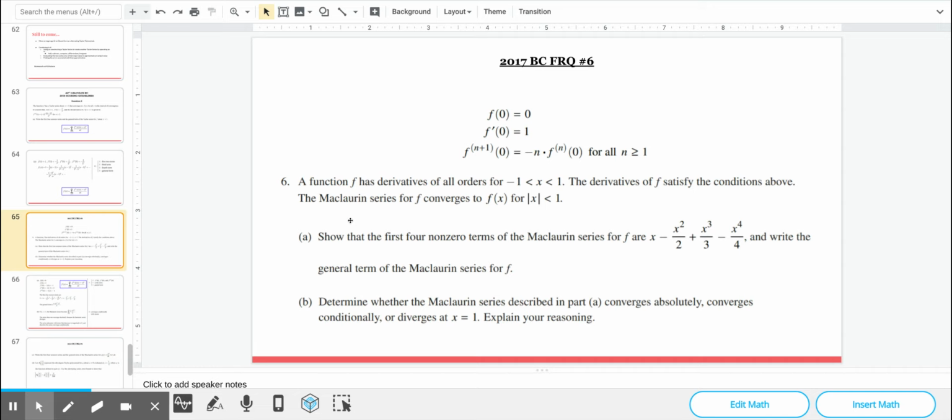Okay, so we've got some function f. We have derivatives of all orders for -1 to 1. Derivatives satisfying the given condition, and the Taylor series converges for, so we know the convergence is -1 to 1. We'll show that the first 4, so we've got to find 4 non-zero terms. That's important for this question. And then they actually give us the 4 terms. So this one is a little bit more interesting because they actually tell you what the answer should be. Your job is to just show that that is true, right? Show that you can get there.